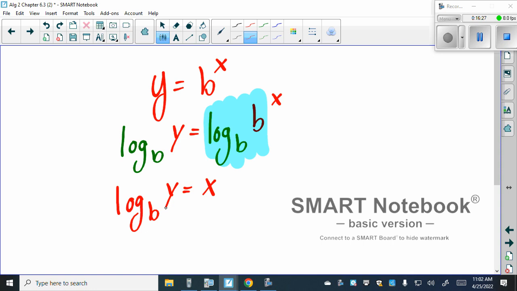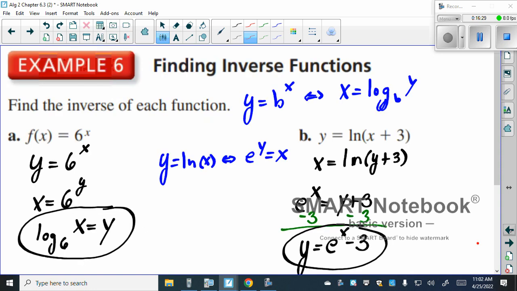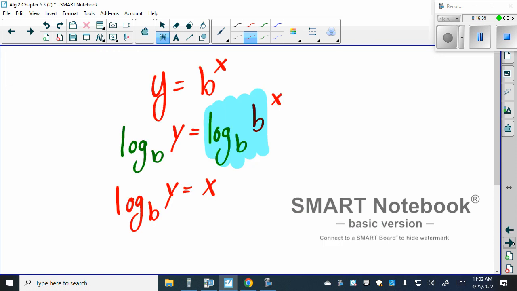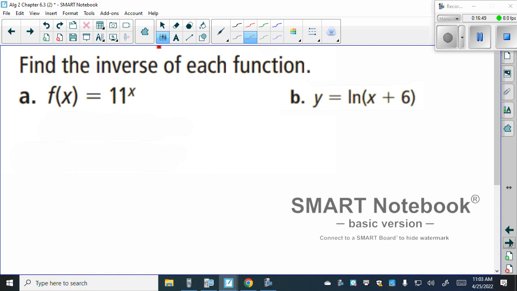I'm going to go back a slide. We said y equals b to the x if and only if x is equal to log base b of y, yes? Didn't we just get there using this property we got today? That's why this works. That's why we can switch from one to the other, because of this property. So we can actually use that.